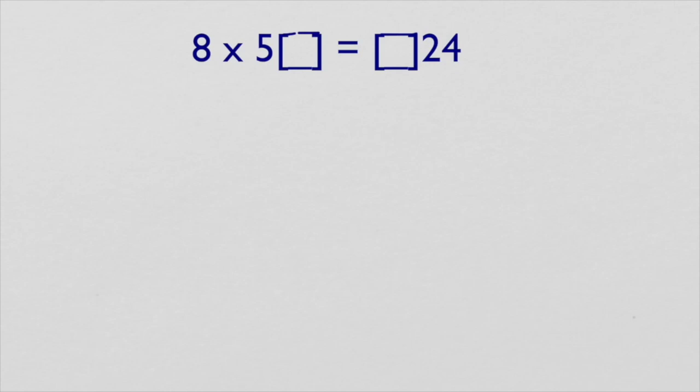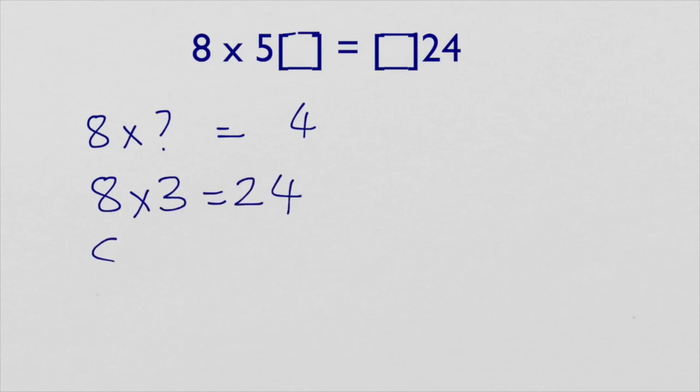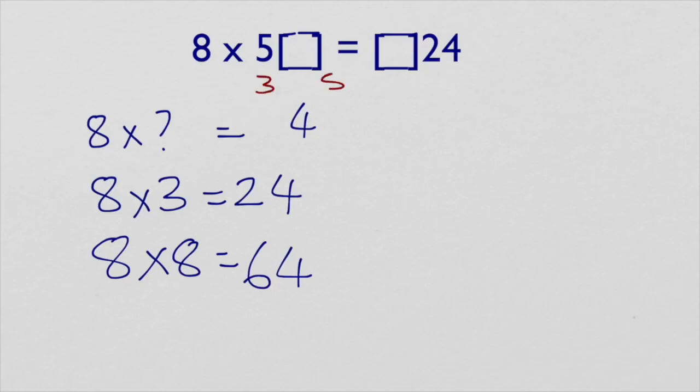Okay, so let's see which number fits into the missing boxes. Remember, each number is only 1 digit. So I always start with the units column first. We have our 8, the blank, and the 4. So that means that 8 times something equals a number that ends in 4. And I need to work out which numbers in the 8 times table do that. My answers are 8 times 3 equals 24, and the other one, 8 times 8 equals 64. So that's great. Now I know that we are limited to only 2 options, 3 or 8 in that box.